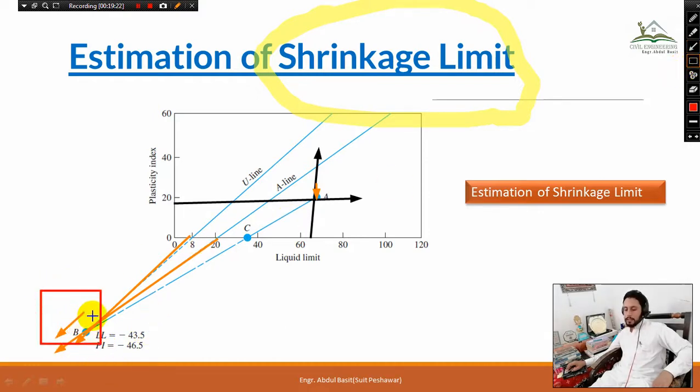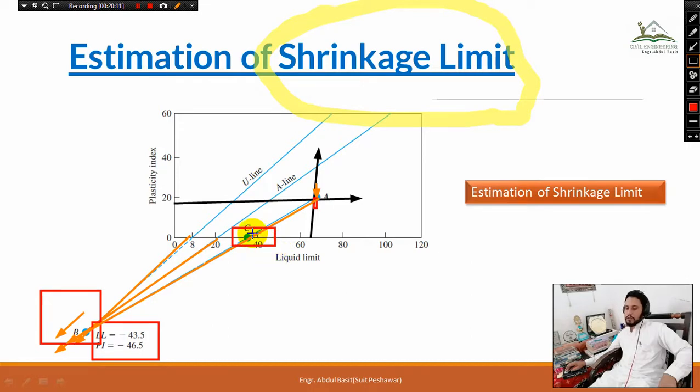This B point will have negative values of liquid limit and plasticity index, as they move down in the negative direction. So this will be minus 43.5 and minus 46.5. So you get a new point, B. Now you have the A point of your soil. Just draw a line from this A point to this B point. This line will intersect your abscissa, the liquid limit axis, at a point C.